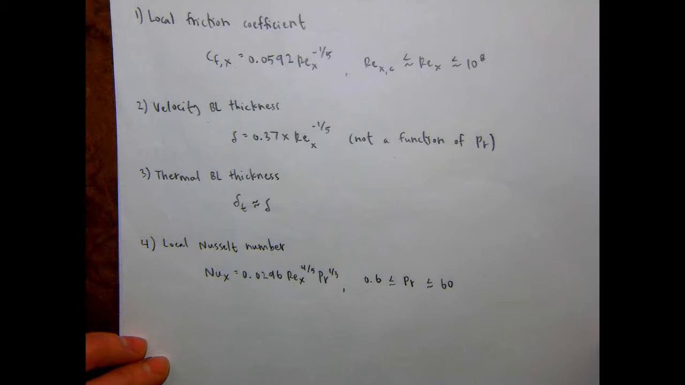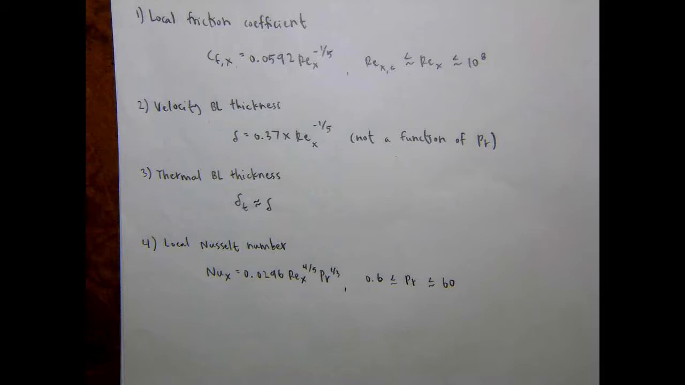For the laminar flow, we wrote down the local expressions and then the average expressions. For turbulent flow, we've only written down the local expressions, and that's because if you want to consider the average Nusselt number over an entire plate, you're going to have both laminar and turbulent conditions. So just writing the average for just the turbulent region isn't usually very helpful.